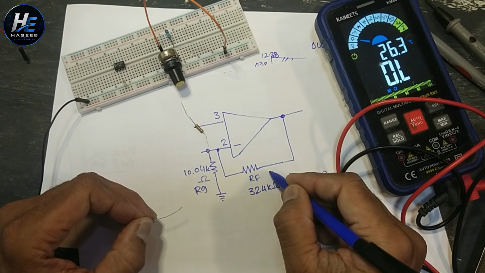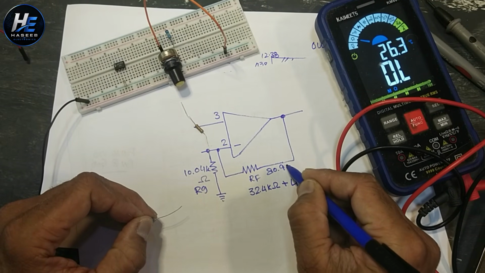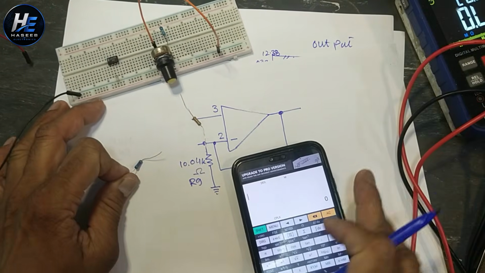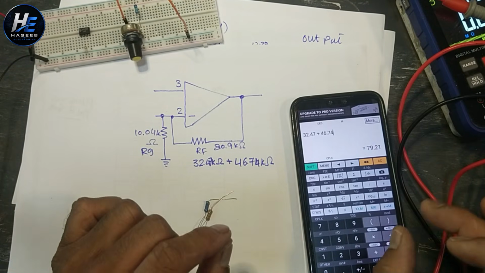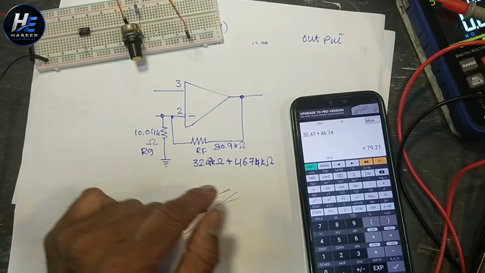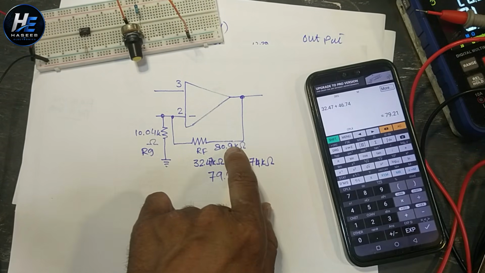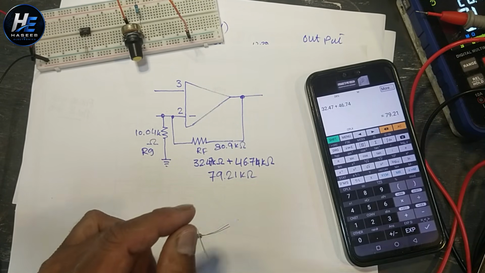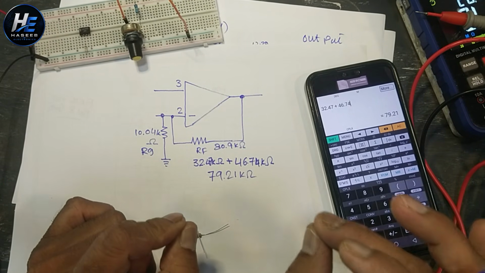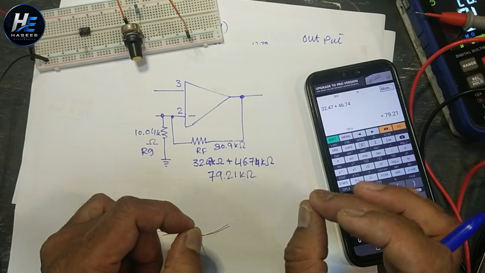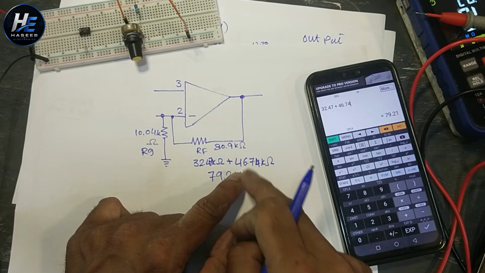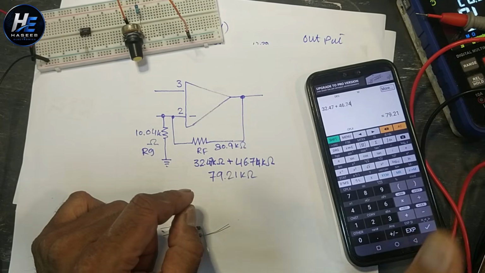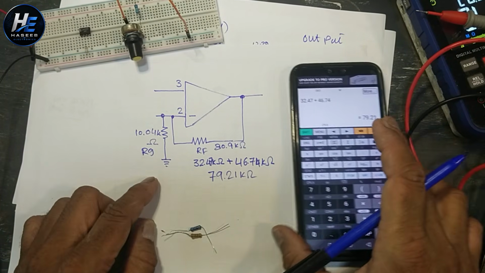We calculated 80.9 kilo ohm, but now the practical value is 79.21. We calculated 80.9, but it is slightly less than that value. If you want exactly the same number, then we will use a potentiometer in series with this resistor to adjust the gain exactly as we need. Or we can calculate now.